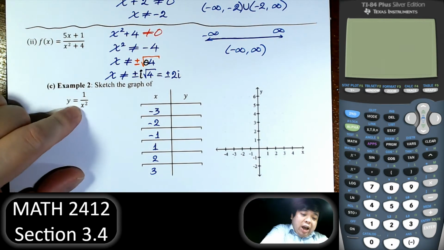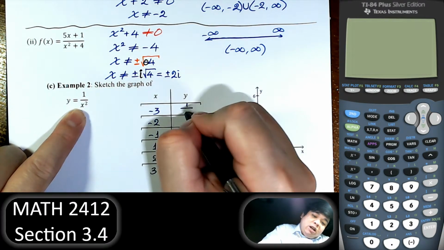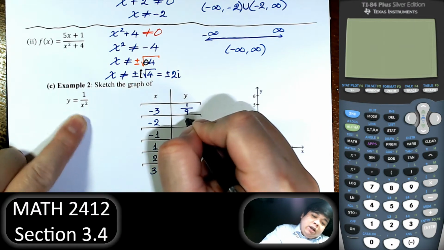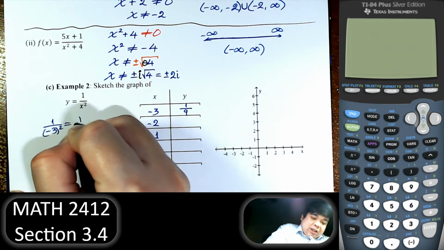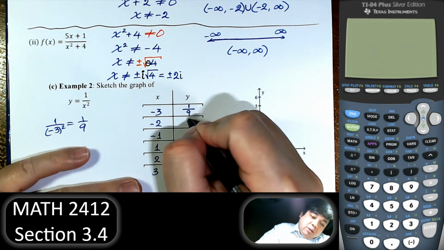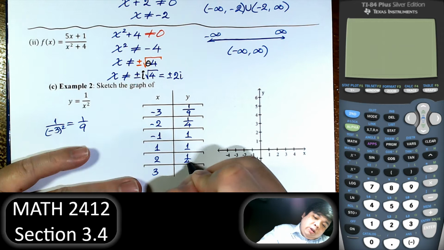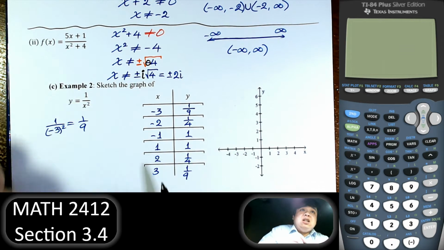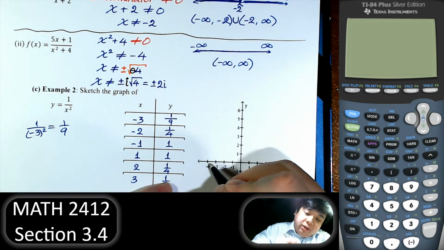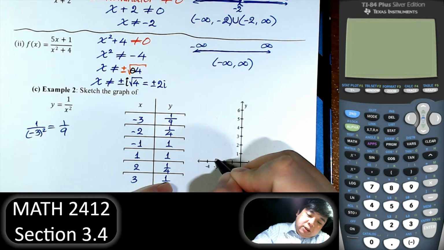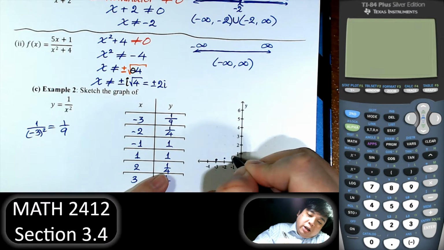We have 1 over x squared, so 1 over negative 3 squared. Negative 3 squared is 9. Negative 2 squared is 4. We just need to do one of them. So that would be 1/4, and then 1, 1, 1/4, and 1 over 9, and of course that is an even function. Alright, so negative 3, 1/9; negative 2, 1/4; negative 1, 1.